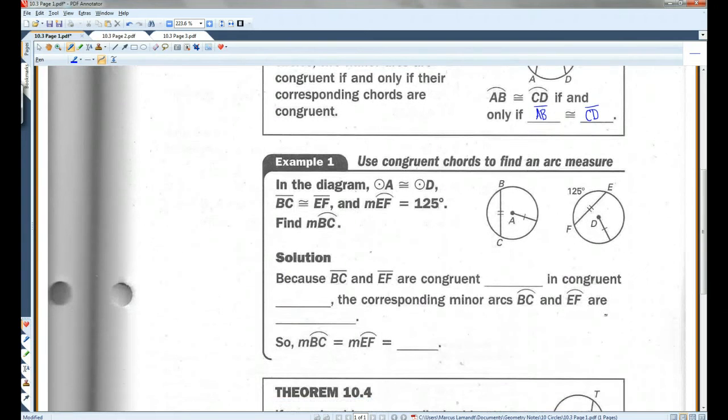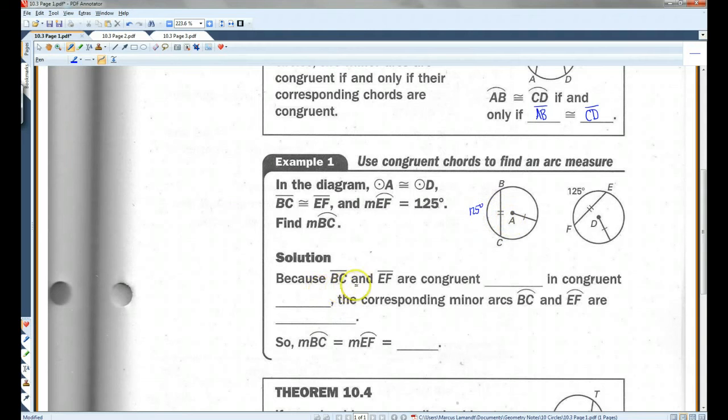Okay, so for example, in the diagram, these two circles are congruent. Also, the chords BC and EF are congruent, and the measure of arc EF is 125 degrees. Find the measure of arc BC. Okay, so this equals this. This is 125 degrees. Hopefully you guys can see that this also has to be 125 degrees.